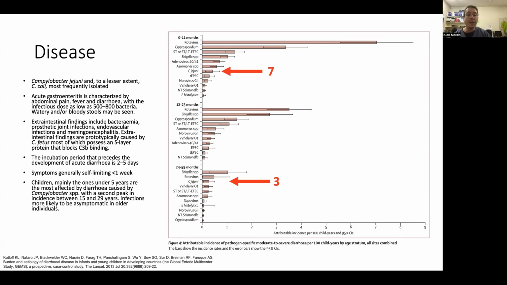Then the incubation period is 2 to 5 days, symptoms are generally self-limited, and children under 5 tend to be the most affected group in terms of gastrointestinal disease, with a second peak between 15 and 29. On the right, you can see a graph. This is from a large study, the Global Enteric Multi-Center Study, looking at infants in developing countries, specifically diarrhea. So in 0 to 11 months, it's sitting at the 7th most common cause. 12 to 23, it doesn't feature, but in 24 to 59 months, it's the 3rd most common cause of diarrhea.